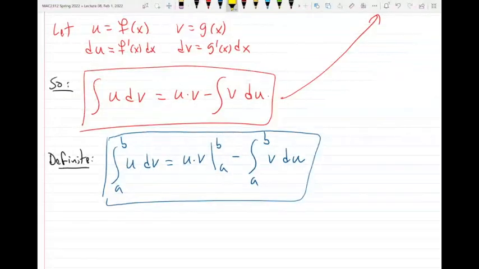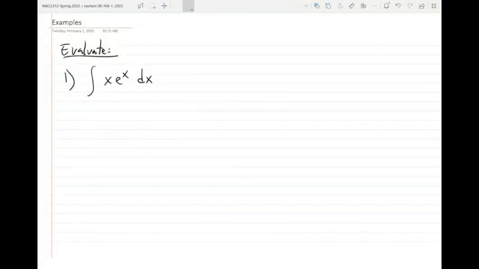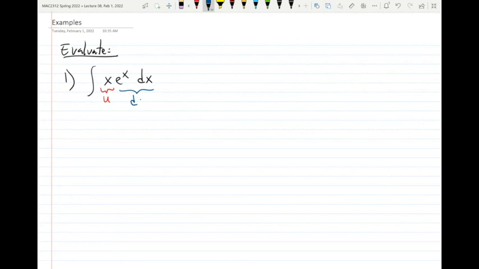The left side is what you have. So you need to decide in the product that you have what is your u and what is your dv. That's what you need to do. So in this problem, I'm going to let u be x, and then dv is going to be this part, e to the x dx. The idea is that now I need to calculate du and v.